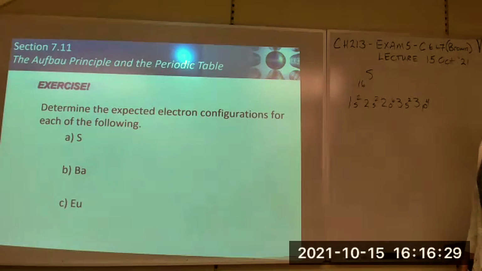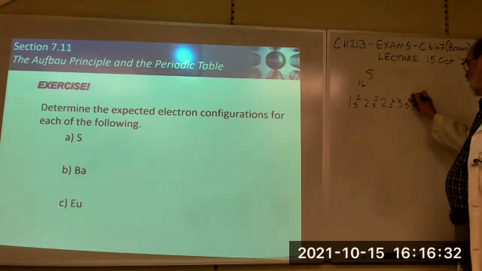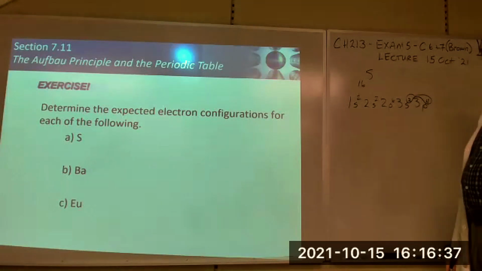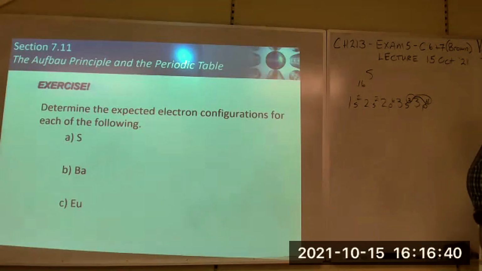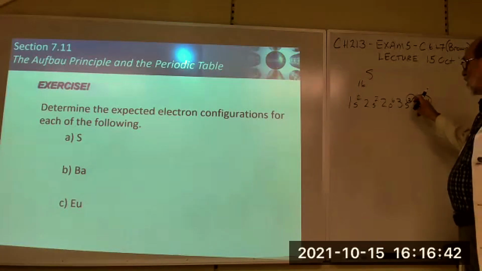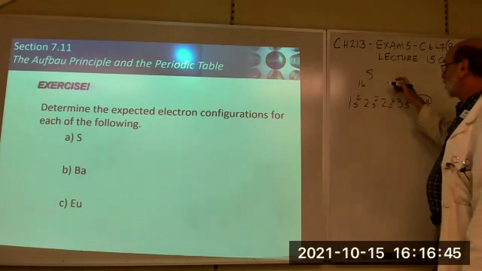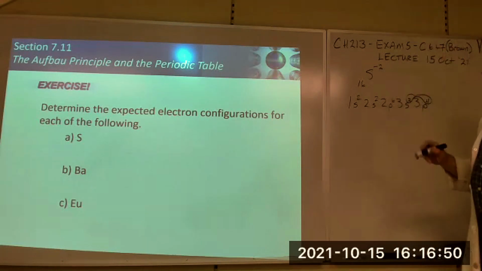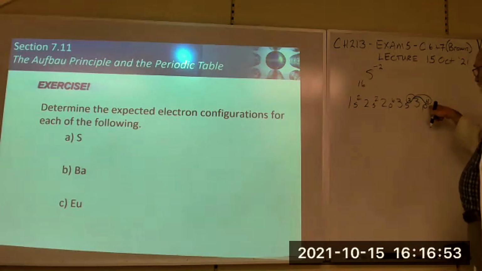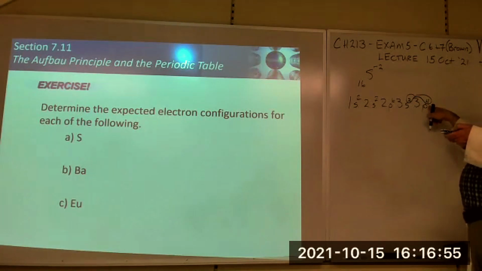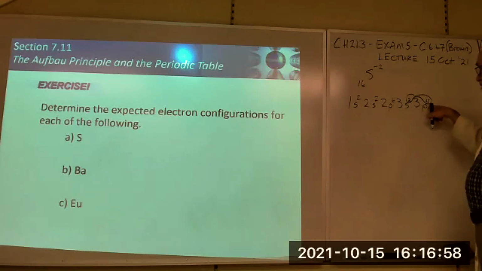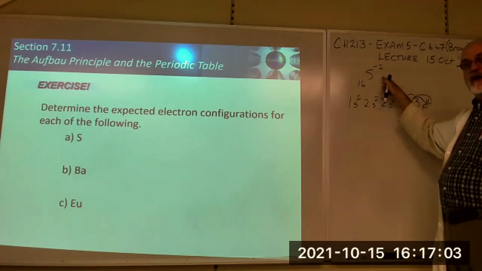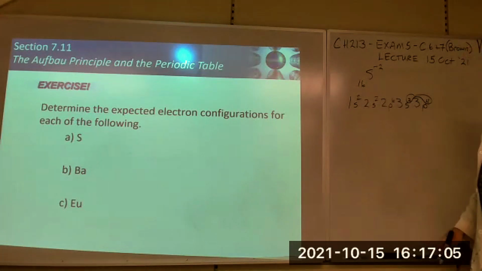3p4. Now, how many valence electrons do we have? 6. 6 valence electrons. That's why sulfur, when it's ionized, prefers a -2 charge. Add 2 electrons. If you add 2 electrons to this, what do you get? Argon, 18 electrons. So this is isoelectronic with argon. It has the same number of electrons and the same electronic structure.